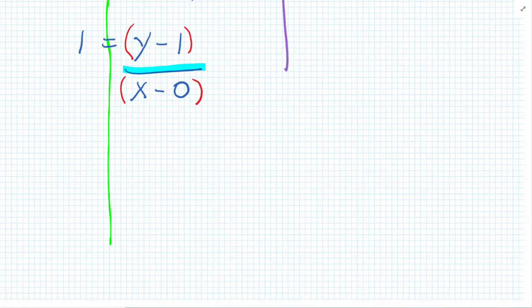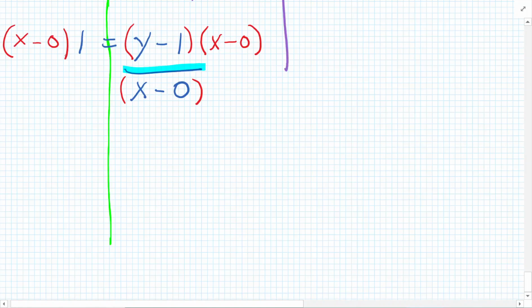So I'm going to try to get this out of the denominator, and I can do that by multiplying it in the numerator. Now if I multiply it in the numerator on one side of the equation in order to keep things equal, balanced, I have to do it on the other side.